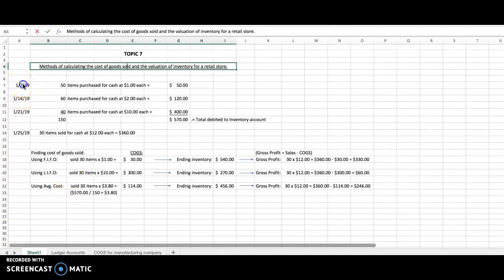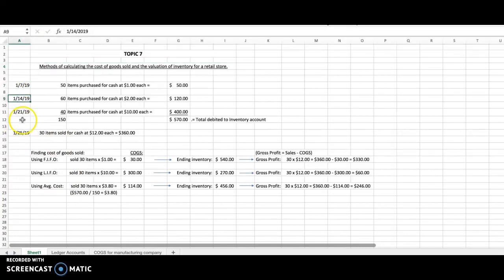You see that this particular company, on 3 different dates in the month of January, bought some items of inventory. On January 7th, they bought 50 items that they purchased for cash at $1 a piece, totaling $50. On the 14th, they bought 60 more items. This time it went up a little bit, each item at $2 a piece. So the total we spent at that point was $120. And on the 21st of the month, we bought another 40. And this time the price went way up to $10 a piece, costing us $400.